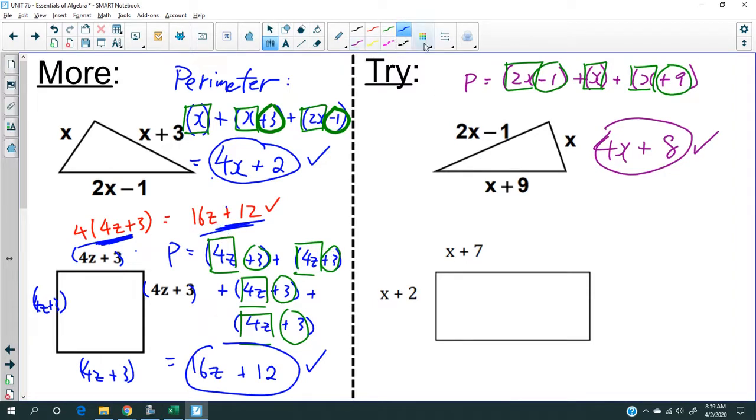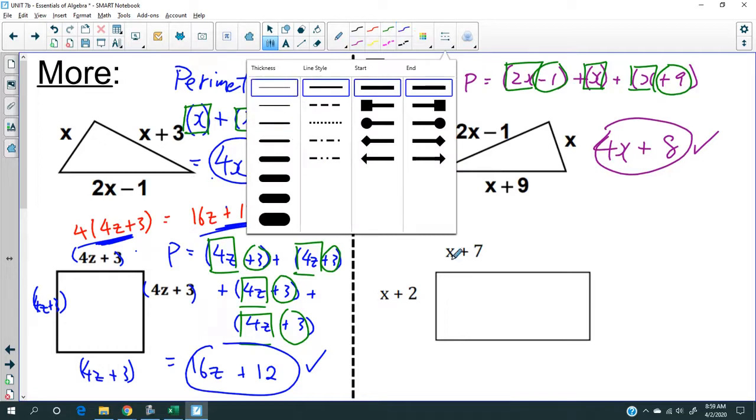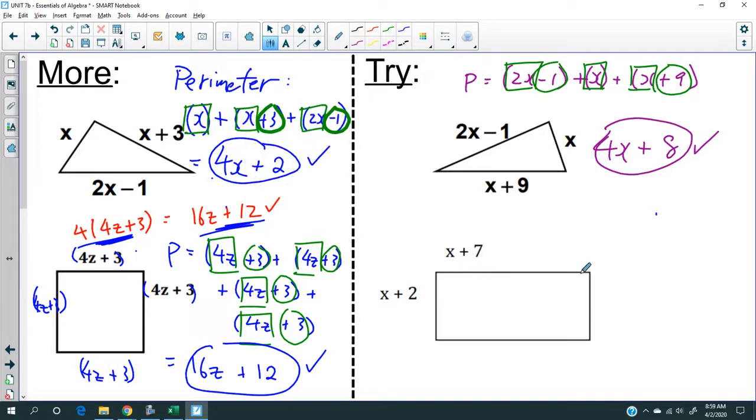Okay, now with that said, let me set this up for you first. I hope you recognize that this is a rectangle, right? Because these two sides are different. That means this side is the same thing as this side, and this side is the same thing as this side. So go ahead, press pause, and then get started.